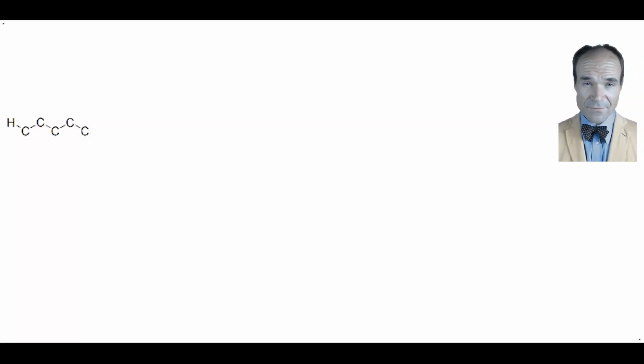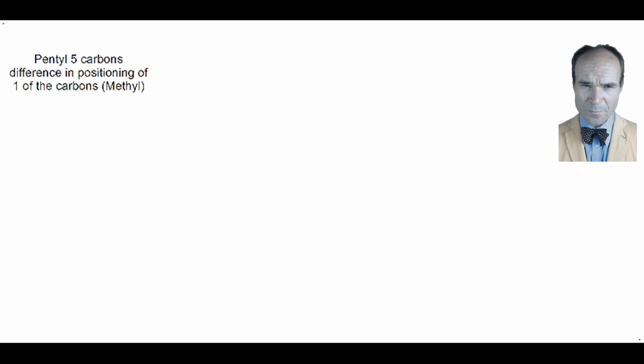Pentane has 5 carbons, with most of the hydrogens not shown here. Removal of a terminal hydrogen leaves a location where the rest of the molecule can be attached. This is called pentyl. There are a number of different arrangements of the 5-carbon pentyl unit. To start with, we'll look at variation in the position of just one carbon.